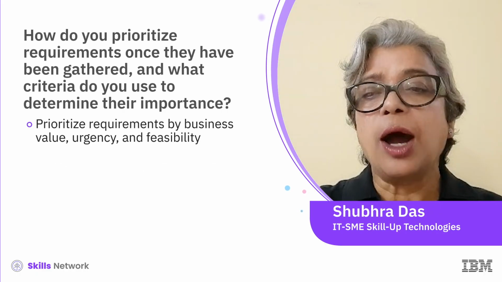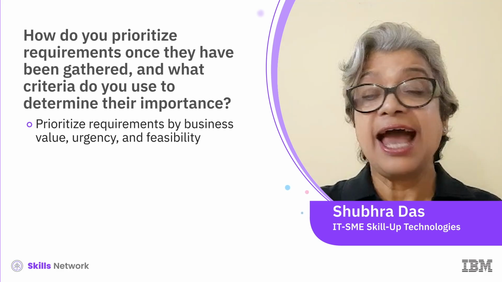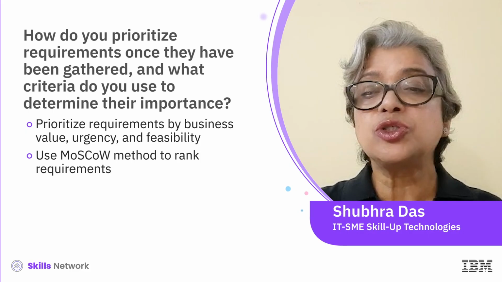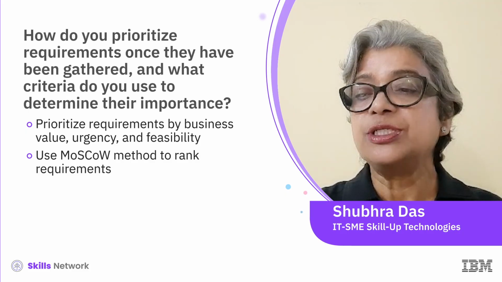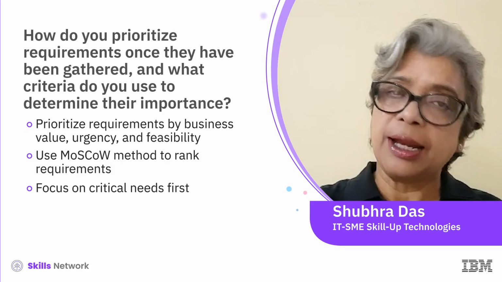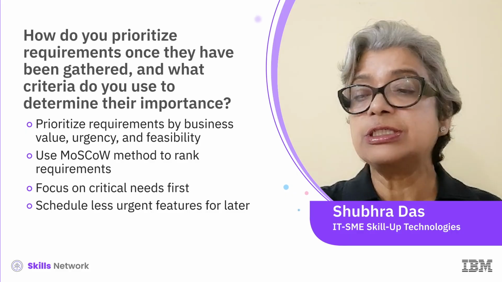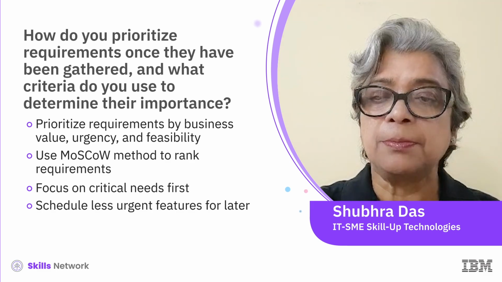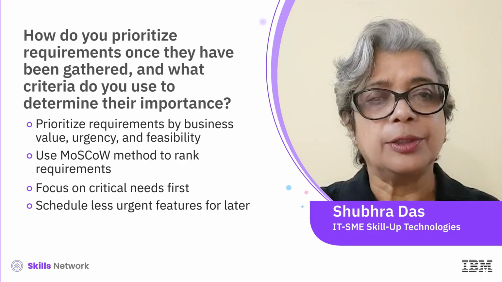To prioritize requirements, I use criteria such as business value, urgency, and feasibility. I often apply the MoSCoW method, as you know, that is must have, should have, could have, won't have, to rank each requirement. Business critical needs are prioritized first, while less urgent features are scheduled for later. This ensures that key business objectives are met on time while keeping the project scope under control.